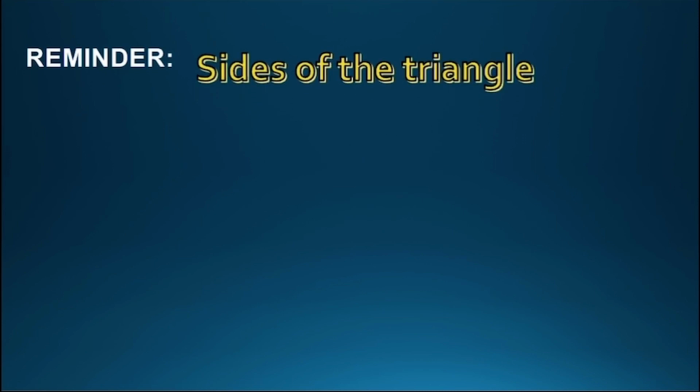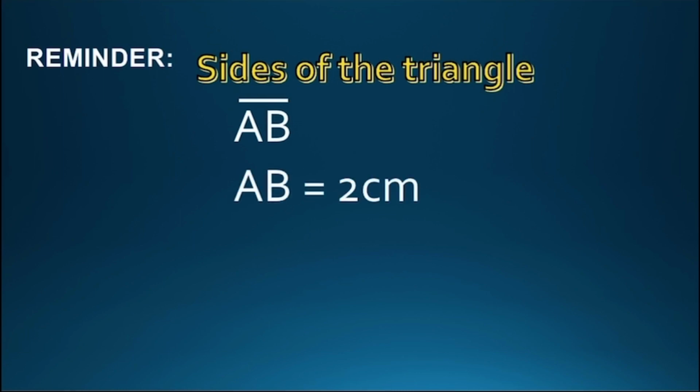Reminder, we need to take note of how the symbols are used in writing these mathematical statements. For the sides of the triangle, you have learned that a line segment is denoted using a horizontal line above its name. Example, line segment AB. But notice that this line is omitted if you're already referring to the length of the line segment or side. Example, AB is equal to 2 centimeters.